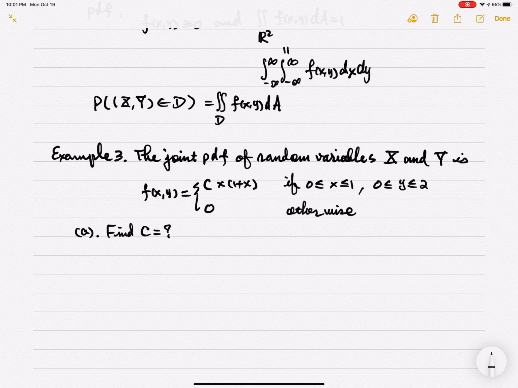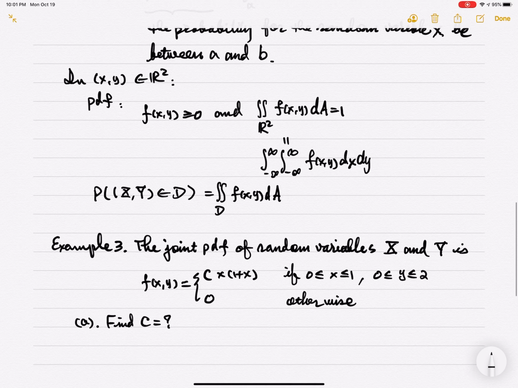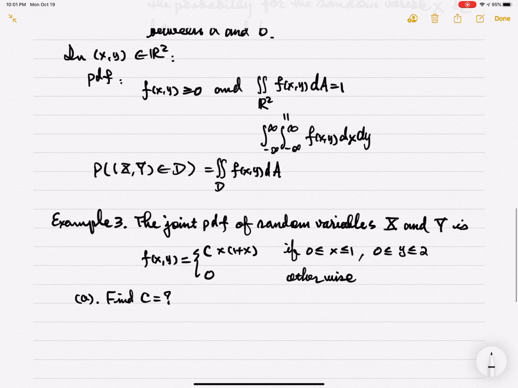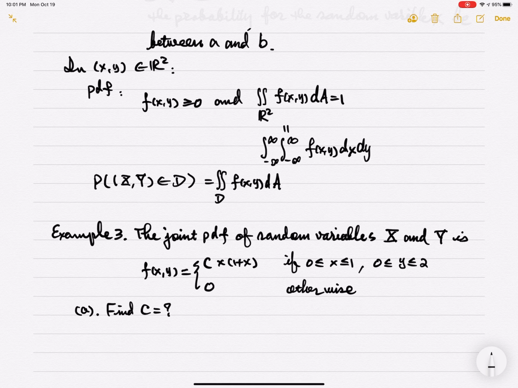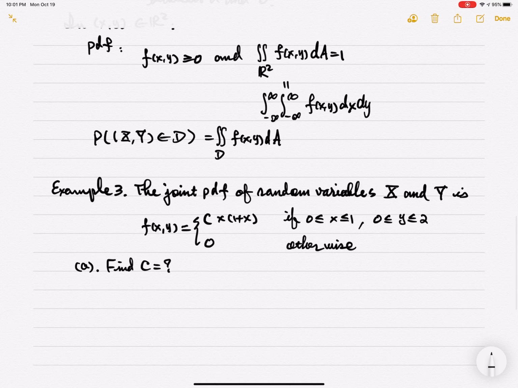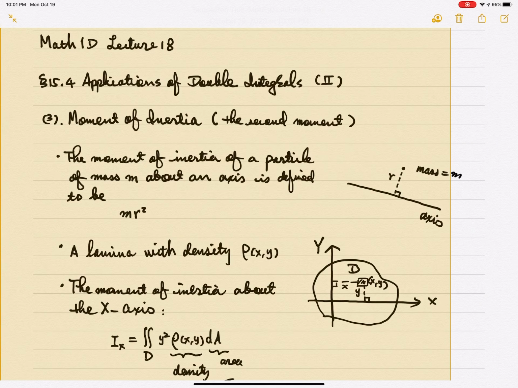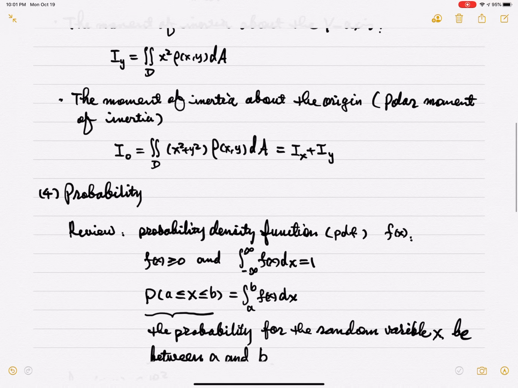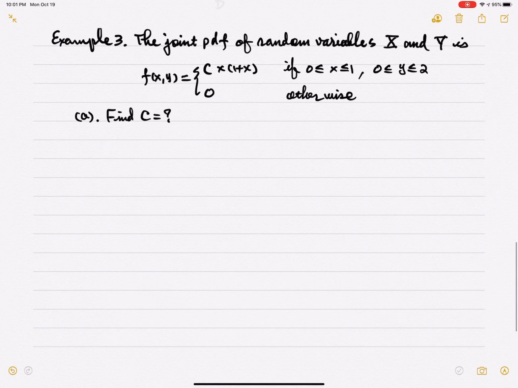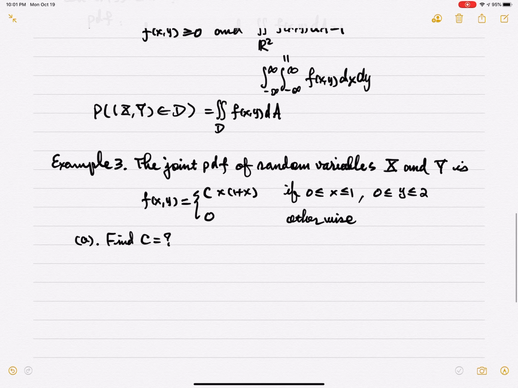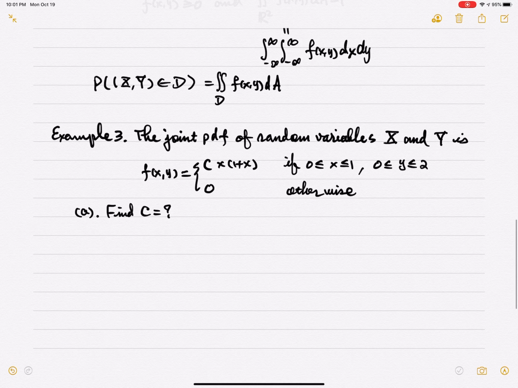Well, you said it's a PDF. So a PDF must satisfy two conditions. First of all, it is non-negative. Second, the integration over R2 equals 1. So we're going to use the second condition. If the first condition is non-negative, that means C has to be non-negative. And then we need to find the value anyway.